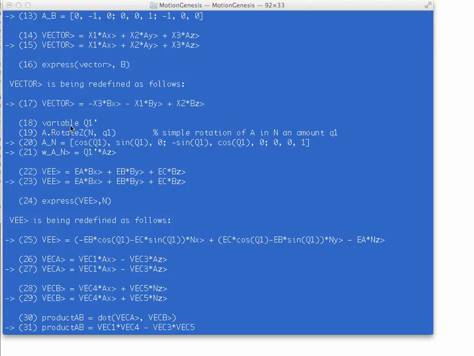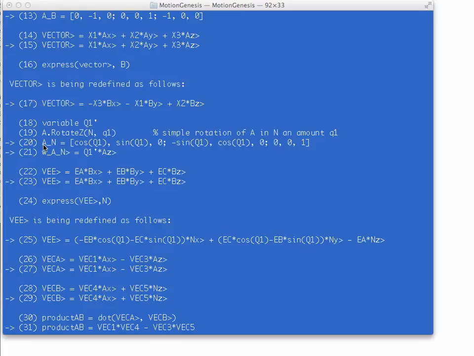I defined a variable Q1 and its derivative Q1 prime. So there are two variables actually, Q1 and Q1 prime, which are now in existence in memory. Okay, so now let's actually do a simple rotation. This command, A rotates Z and N, says that A has a simple rotation about the Z-axis in N. So A is rotating relative to N about the Z-axis by an amount Q1. And that forms a nice simple rotation.